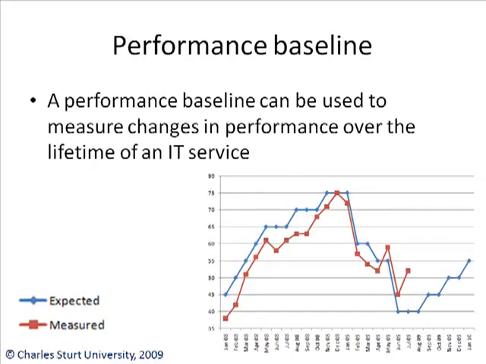Here we're looking at the second type of baseline, the performance baseline. A performance baseline can be used to measure changes in performance over the lifetime of an IT service. Again, I'm using the same colors, blue and red, where blue is the performance I expect. For example, this is the response time or the transaction processing time I expect from this application. And the red dots are the actual measured values.